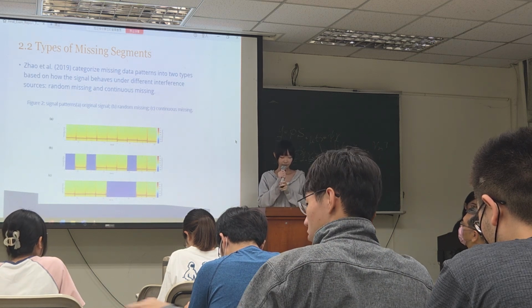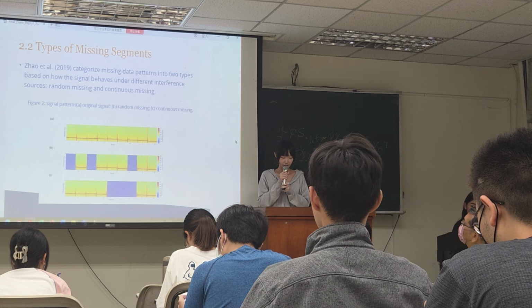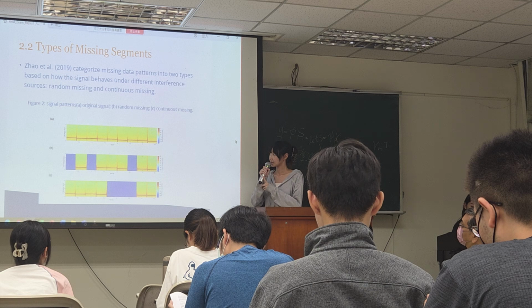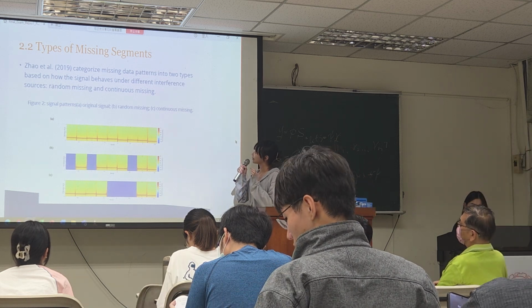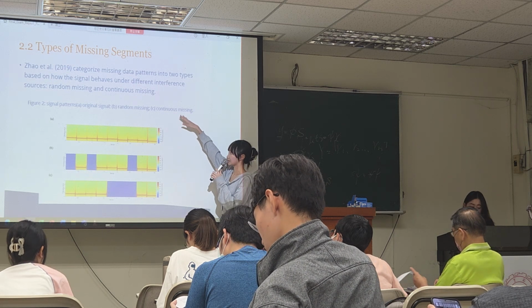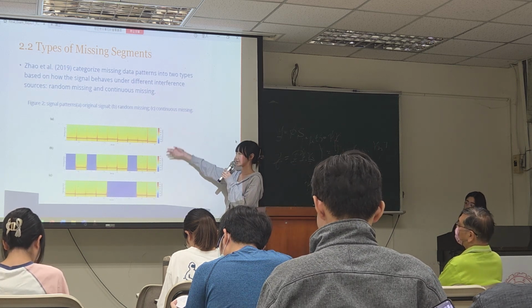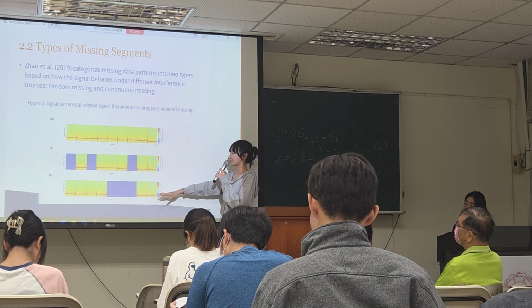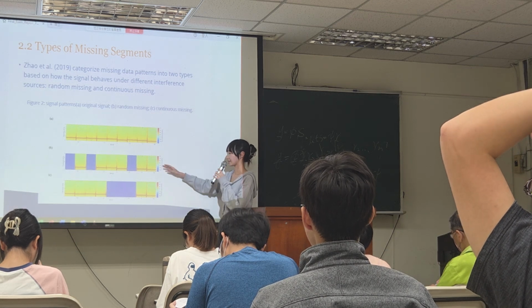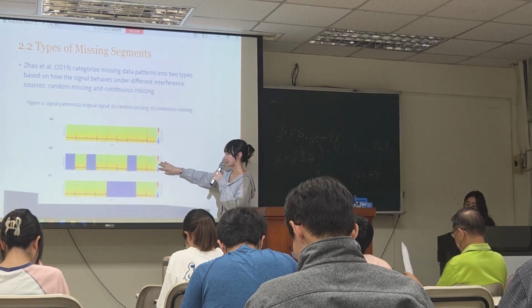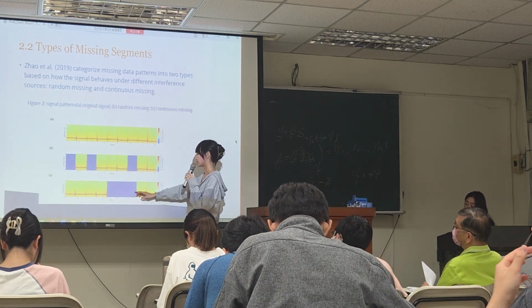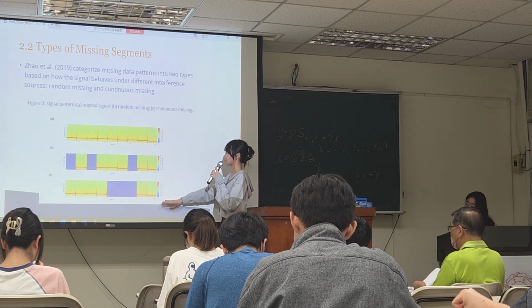In the paper we used for our midterm project, it categorizes missing data patterns into two types based on interference sources: random missing and continuous missing. We keep this classification to recover the missing data. We can see that picture B is the random missing, and picture C is the continuous missing.